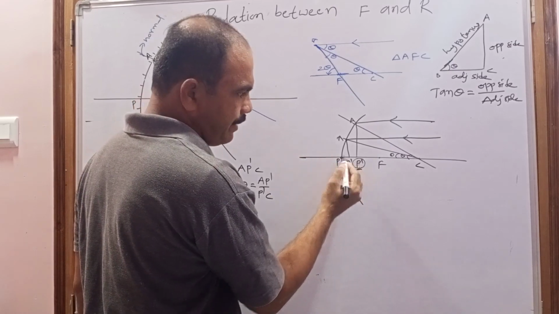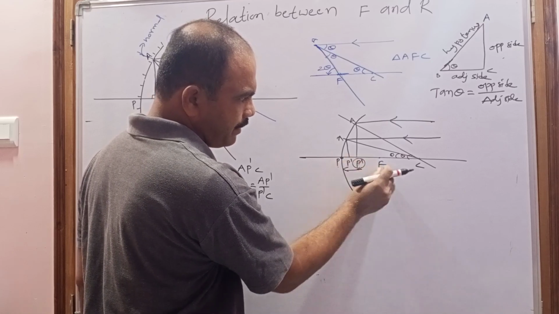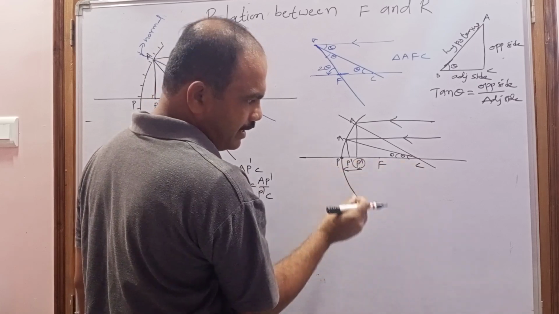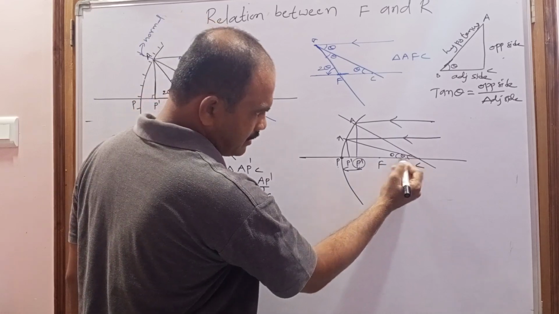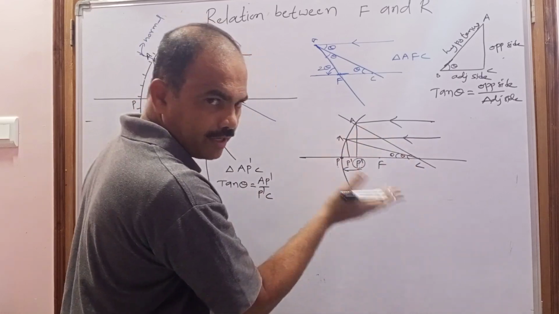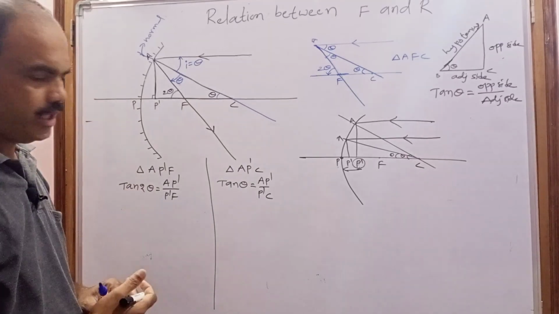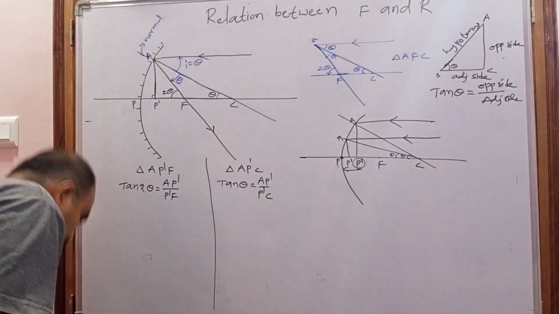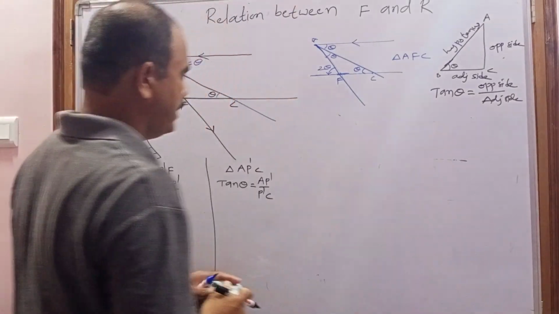When p dash is the same as p, the distance between p dash and f is the same as pf, and the distance between p dash and c is also the same as pc. As theta decreases and becomes very small, tan 2 theta can be taken as 2 theta, and tan theta can be taken as theta. This is only in the case of paraxial rays, so that's why I am taking paraxial rays here.